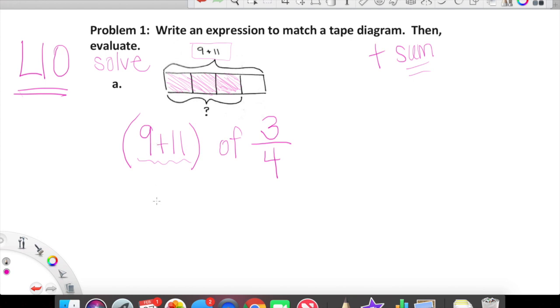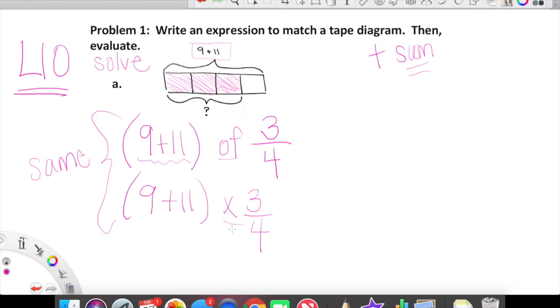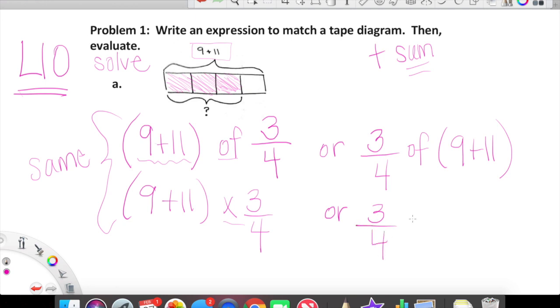9 plus 11, or 9 plus 11 times 3/4. These are the same expression. The only difference is that here we have "of," and here we have a multiplication sign. Of and multiplication represent the same things. Something else we can do, you guys, is we can lead with our 3/4 of the sum of 9 and 11. We can start with 3/4, 3/4 times the sum of 9 and 11. All 4 of these expressions, you guys, all represent this amazing tape diagram.